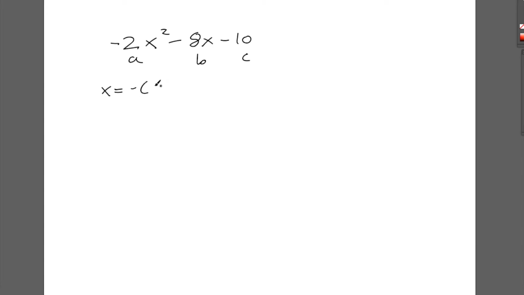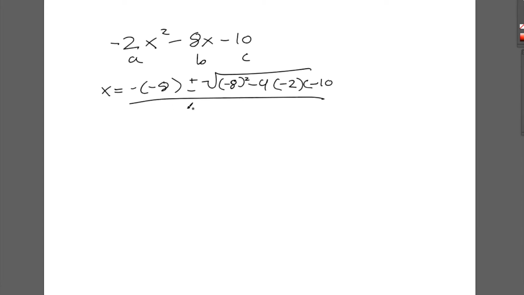-8 plus or minus square root of -8 minus 4 times -2 times -10. Oh, sorry, I forgot about that. 8 squared. And that's all over 2 times -2.